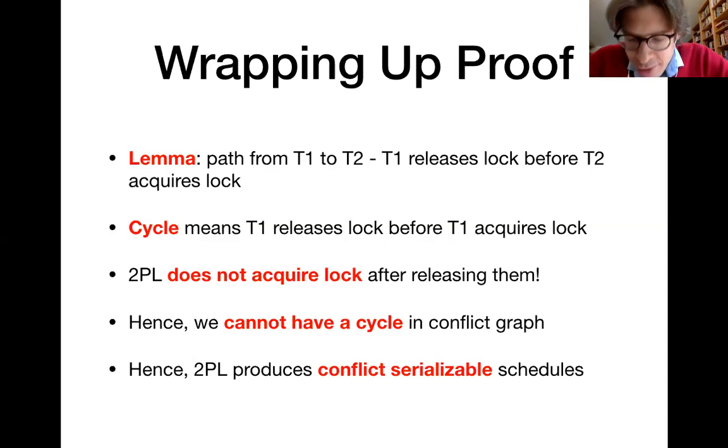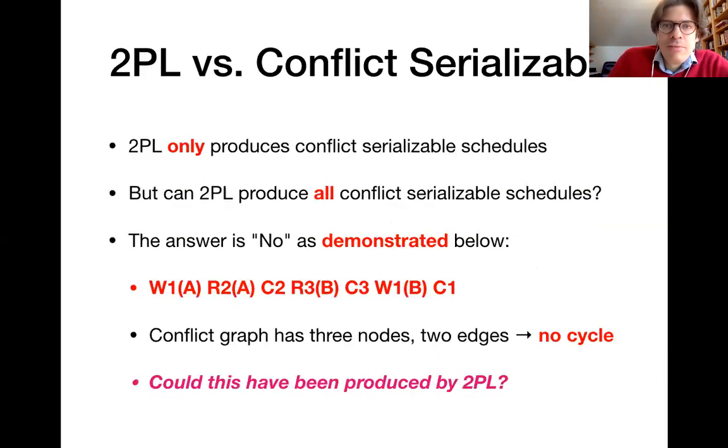All right, so now we have shown that using two-phase locking, we generate only conflict-serializable schedules. Now, the last interesting question, perhaps, when comparing two-phase locking to conflict-serializability here, is what about the other way around? Could two-phase locking, at least in principle, generate all schedules that are conflict-serializable? And as we see here, using an example, that is not the case.